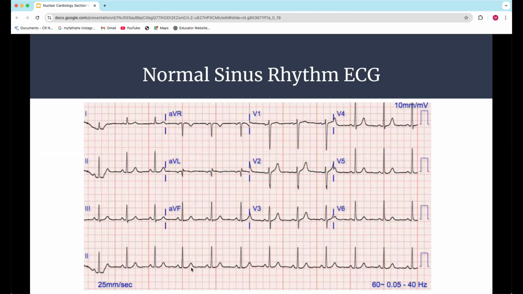And then that happened again, and then that happened again, right? And so we know the chain is happening exactly as it should. So this is normal sinus rhythm. This is what you love to see when you hook up a patient and you're ready to stress them or do anything else. It's just a nice, easy, normal rhythm.